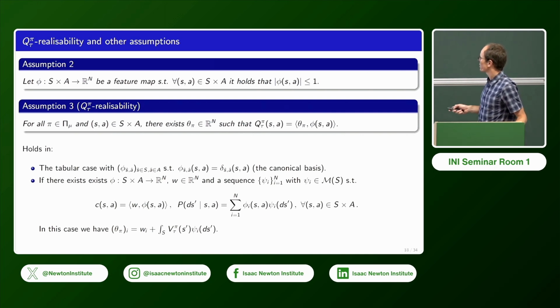And okay, so when would you expect something like this to hold? Well, there is the trivial tabular case where you say, okay, my basis functions are just the canonical basis of my S cross A table, if you like. And then the other situation where this is satisfied is the case of linear MDPs, and you have seen them, for example, in Lina's talk. Okay, so that's the assumption on the problem and the basis.